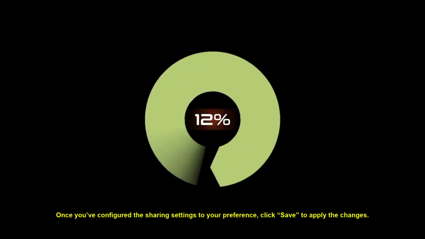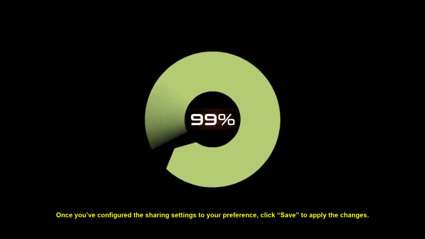Once you've configured the sharing settings to your preference, click Save to apply the changes. You can also review access logs from the Activity tab to monitor user engagement. To finalize, confirm that all changes reflect your intended sharing controls. Your Smartsheet data sharing controls are now successfully enabled.